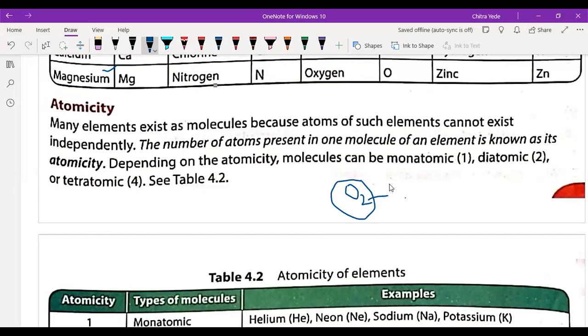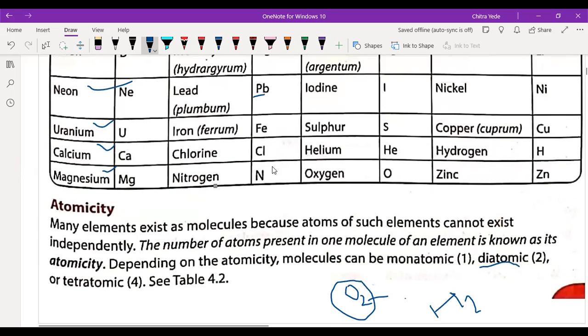So the atomicity of oxygen gas will be 2. Here we had 2 atoms, so it is called diatomic. Hydrogen is present in the form of H2. So H2 is again 2 hydrogen atoms, so it is again diatomic. Di means 2, and atomic means atoms. Now if only one atom is present, it is monoatomic.